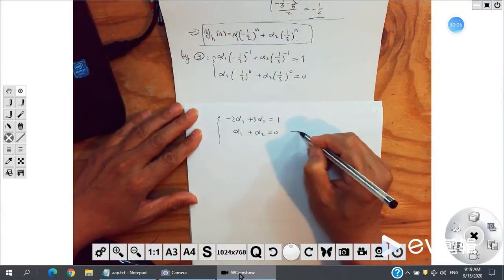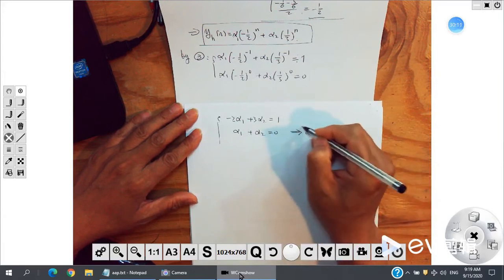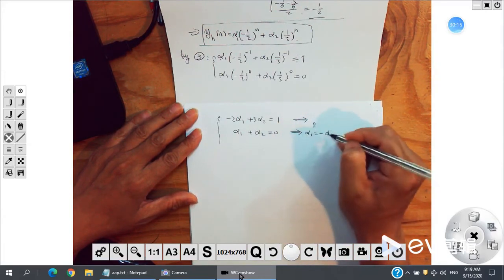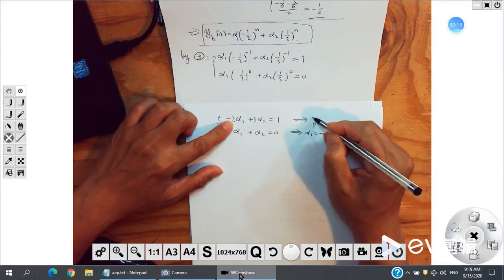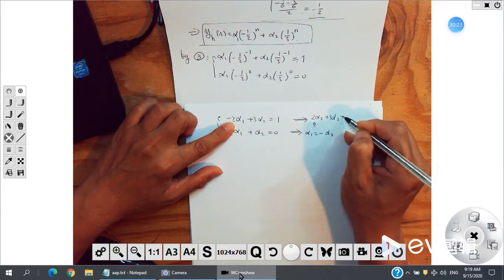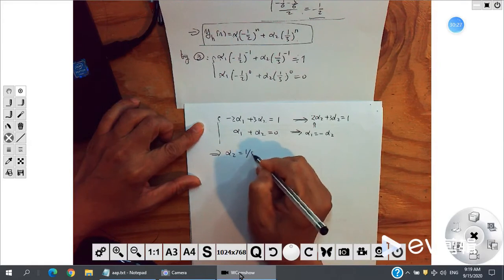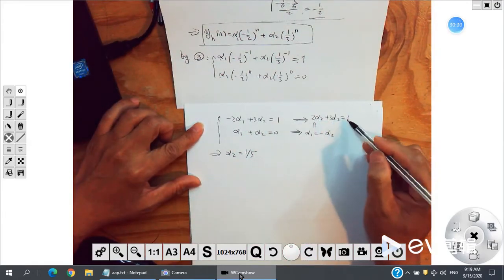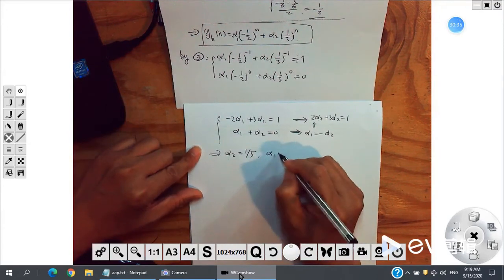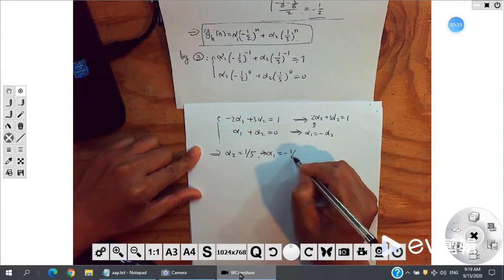Okay, we can solve alpha 1 equal to negative alpha 2, and then by these two I have alpha 1 is negative alpha 2, so this is 2 alpha 2, right? 2 alpha 2 plus 3 alpha 2 equal to 1. So we have 5 alpha 2 equal to 1, so alpha 2 is 1/5. And alpha 1 will be the negative of alpha 2, which is negative 1/5.